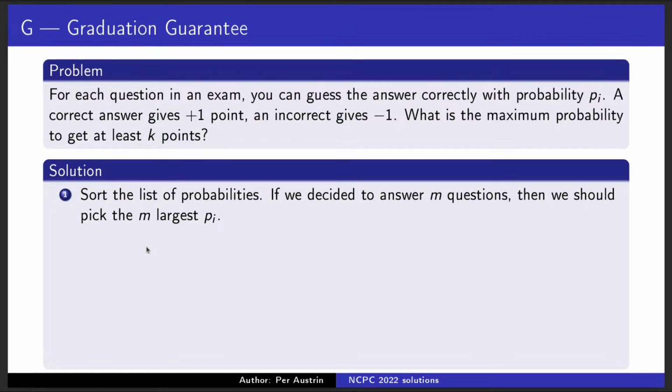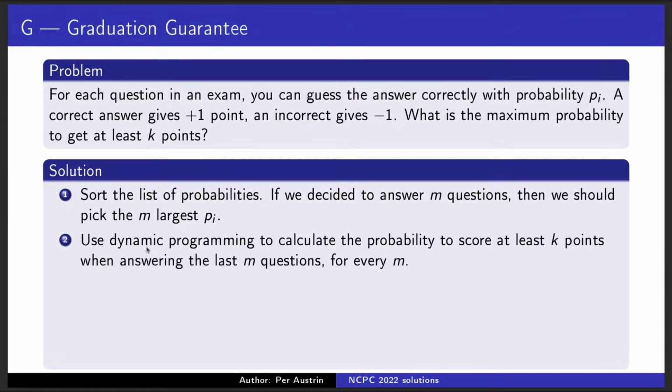We sort the list of probabilities, and now we're just gonna try for all M. If we answer the last M questions, what is the probability now of scoring at least K points? So this is more like a math problem, kind of. If we have a bunch of probabilities, what is the probability of getting at least K points if they can be +1 or -1, depending on this probability? And so you want a subset of size something, and you want to count the probability of getting that. Sounds a bit like a combinatorics problem.